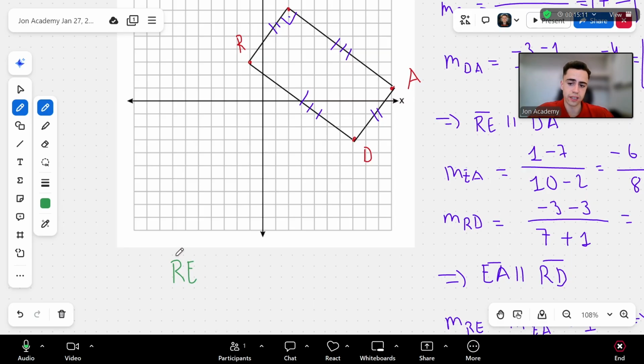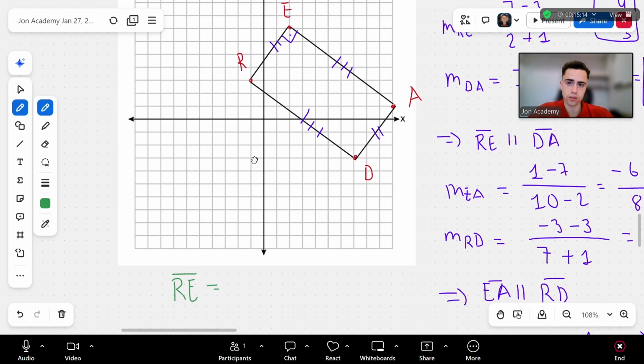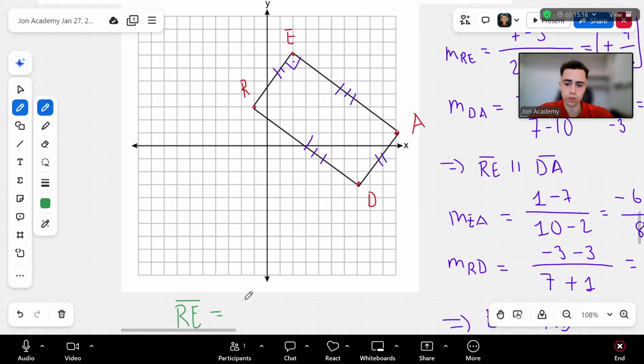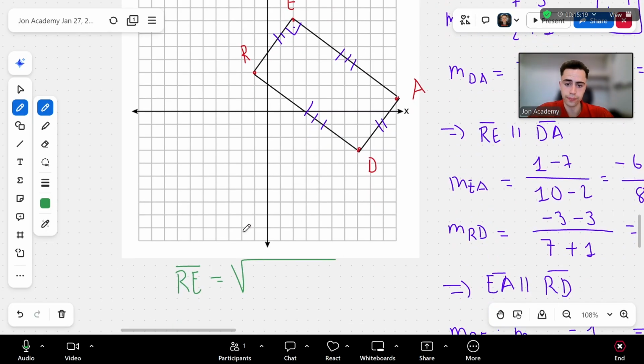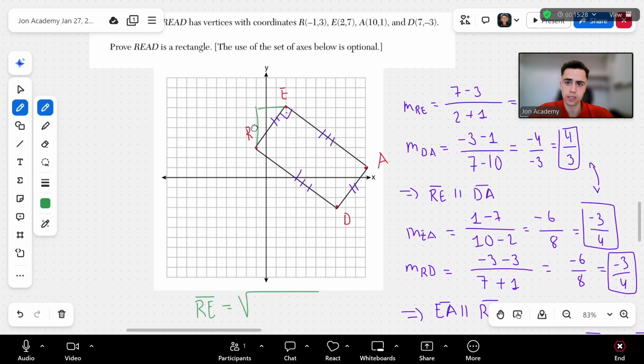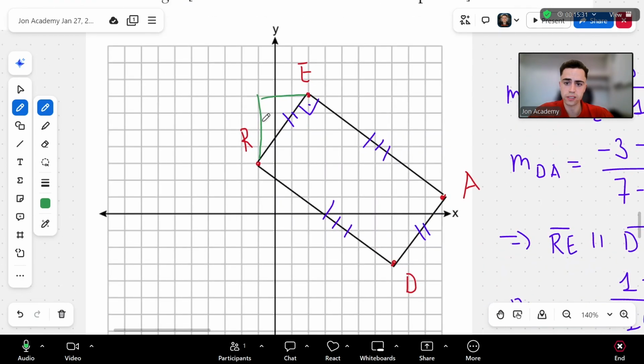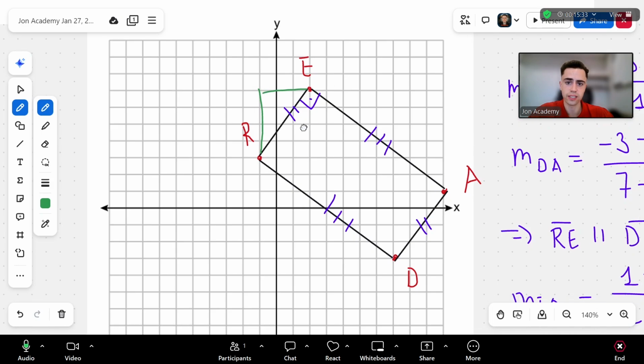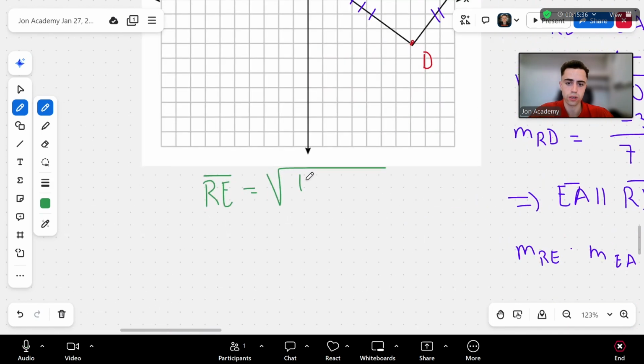yeah, let's calculate RE. The distance for that one, we can do it with the distance formula really, no? So it's gonna be this square and this square. It's using Pythagoras, no, at the end. So that's gonna be the difference in the y's here is 4, no, and the x's is 3. So it's gonna be square root of 4 squared plus 3 squared. And this is gonna be what, 16? So it's gonna be 25, square root of 25, which is 5.